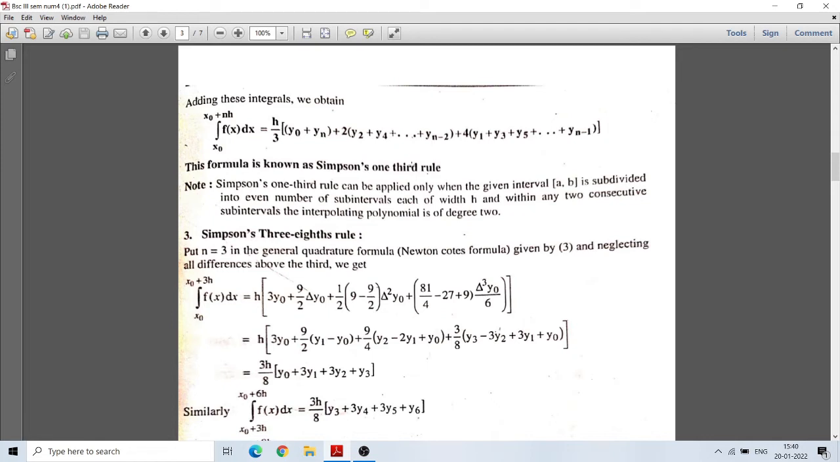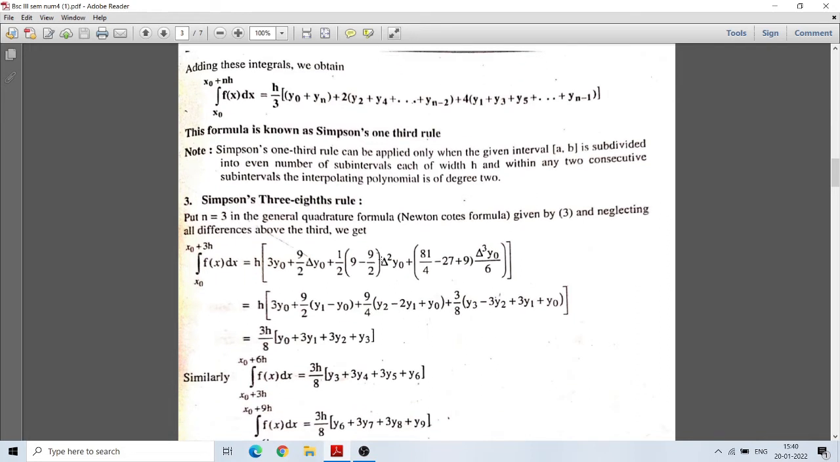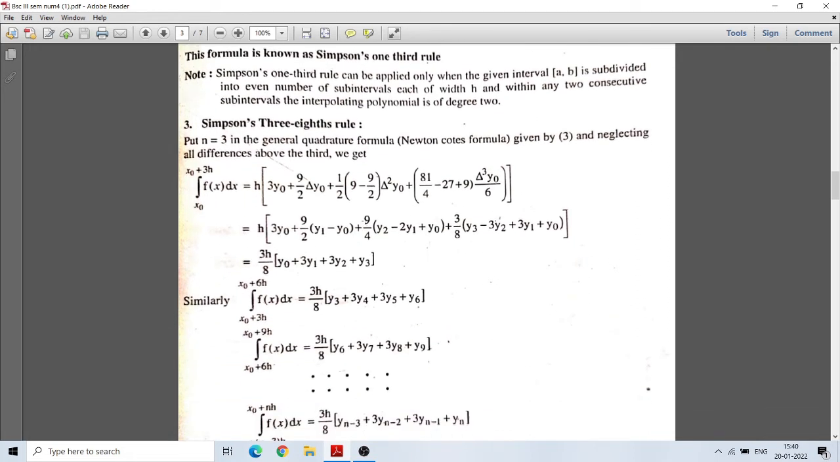Adding these n integrals, we will get the integral over the limit x0 to x0 plus nh of f of x dx is equal to h by 3 [y0 plus yn plus 2 times the even terms, that is y2, y4 and so on up to yn minus 2, plus 4 times y1, y3, y5 and so on up to yn minus 1]. This formula is known as Simpson's 1/3 rule. So next we move on to the Simpson 3/8 rule.